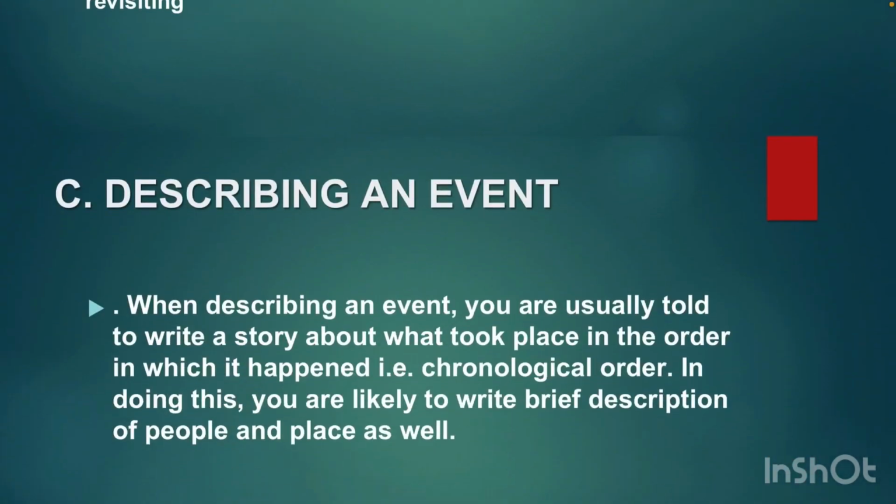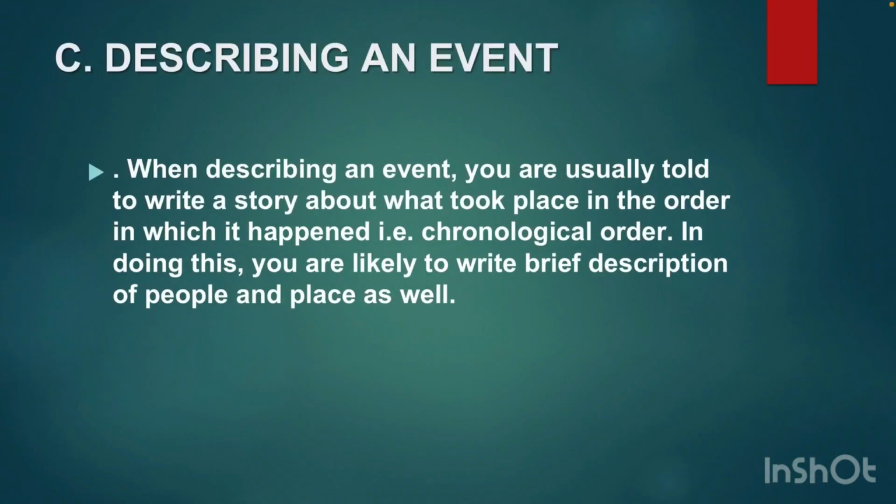Now, describing an event. This is the most common one during the exam. So when describing an event, you are usually told to write a story, it's more like a story about what took place in the order in which it happened. What you need to follow here is the chronological order. In doing this, you are likely to write a brief description of people and place as well.